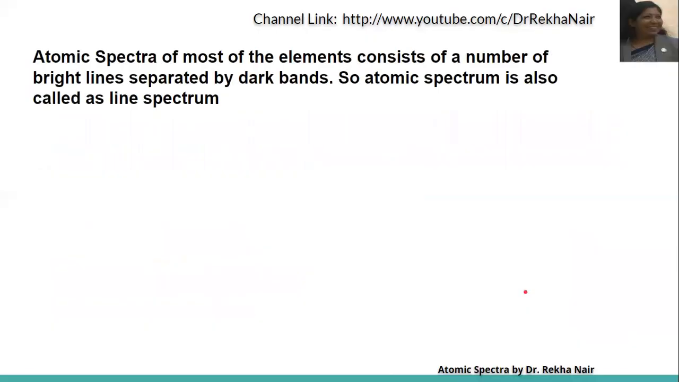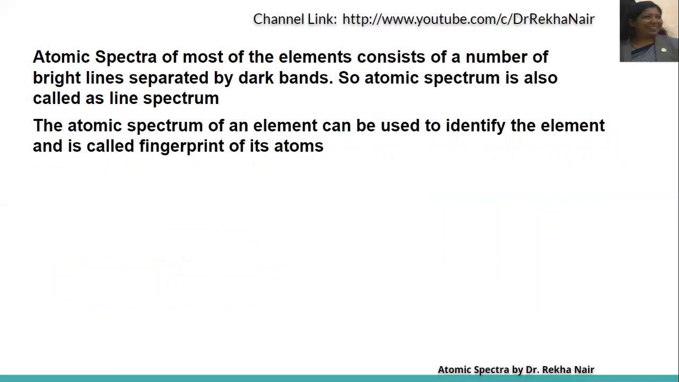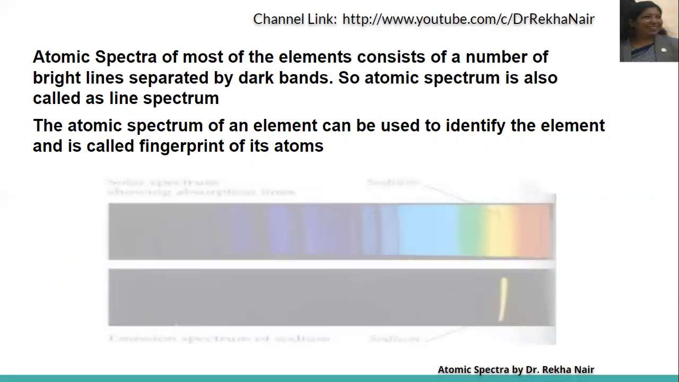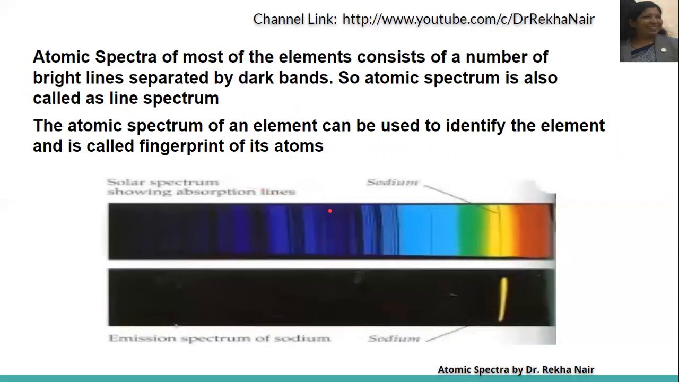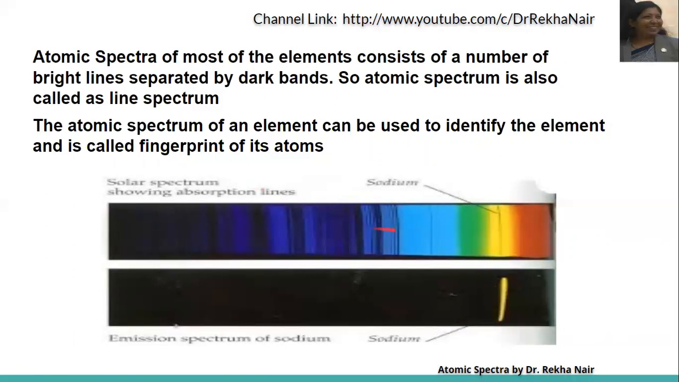Atomic spectra of most of the elements consist of a number of bright lines separated by dark bands. So atomic spectrum is also called line spectrum. The atomic spectrum of an element can be used to identify even the element, and because of which we call it a fingerprint. You can see the solar spectrum showing absorption lines. This shows sodium. This is the emission spectrum, and this is the absorption lines.